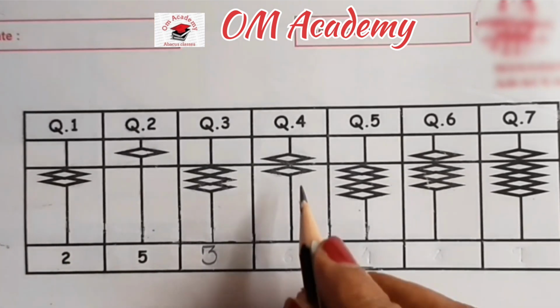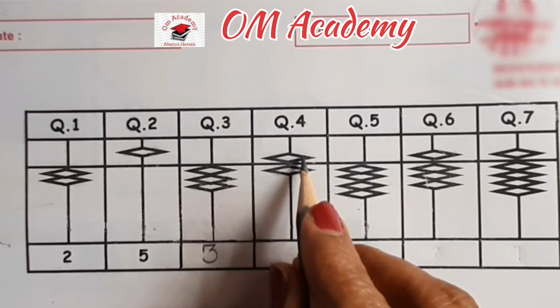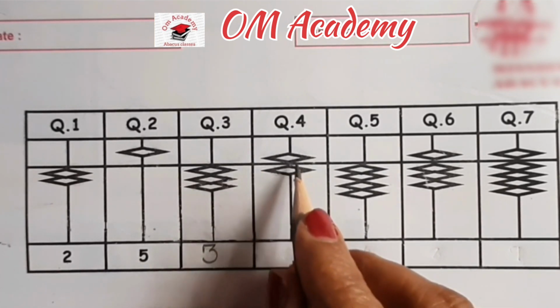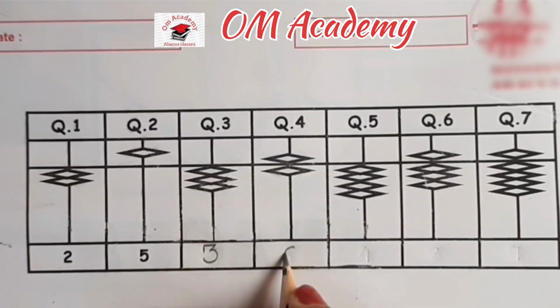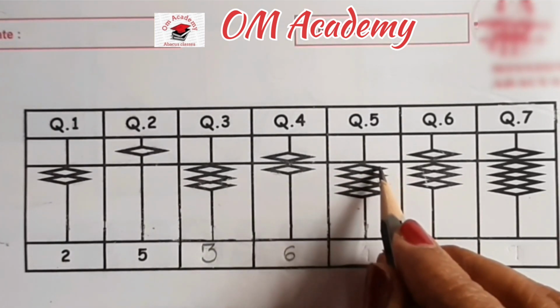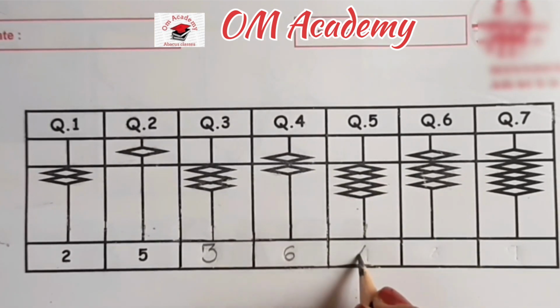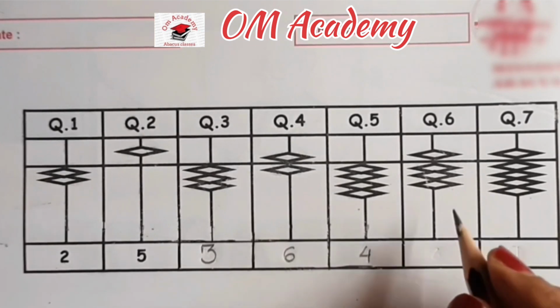Question number 4. One upper bead and one lower bead is there. Upper bead's value is 5 and lower bead's value is 1. So 5 and 1 is 6. Question number 5. 4 lower beads are there. Each bead's value is 1. So the answer is 4.